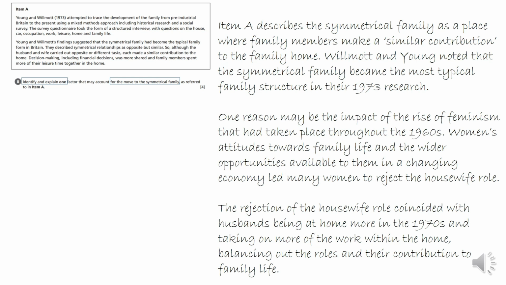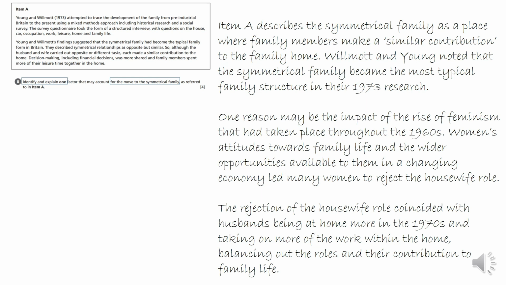And also, I'm tying in the item by mentioning it at the start, saying item A describes, and also by using Wilmot and Young's 1973 research. In paragraph 2, I continue to say, one reason for this may be the impact of the rise of feminism that had taken place throughout the 1960s.